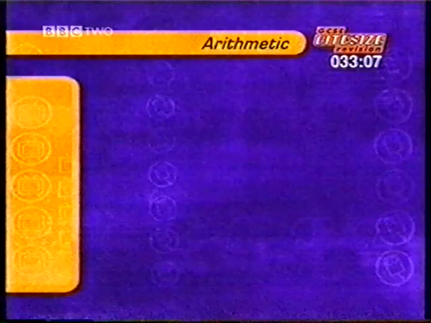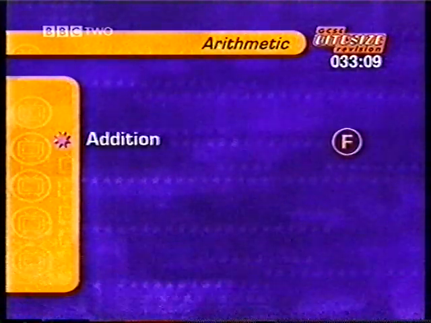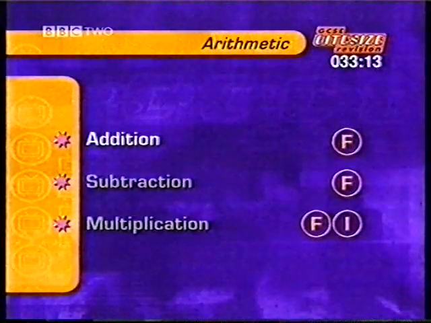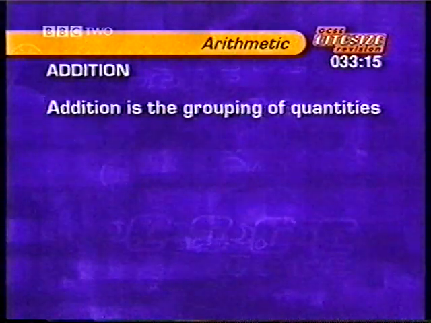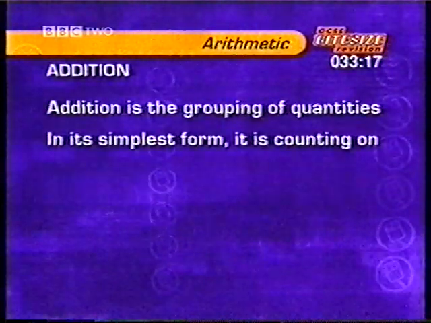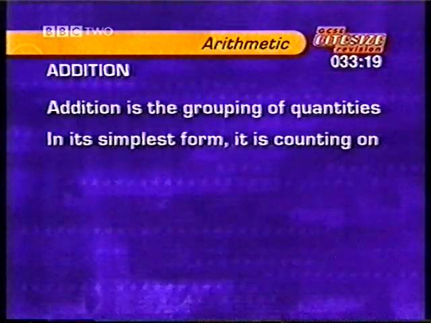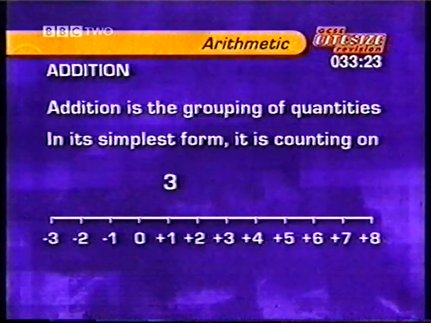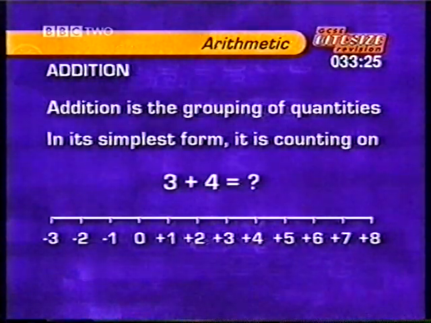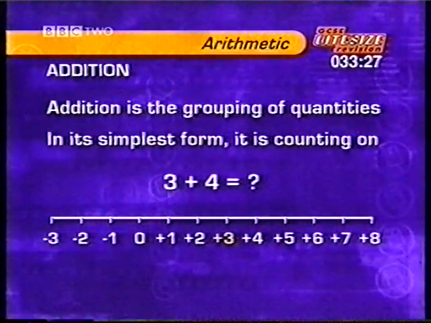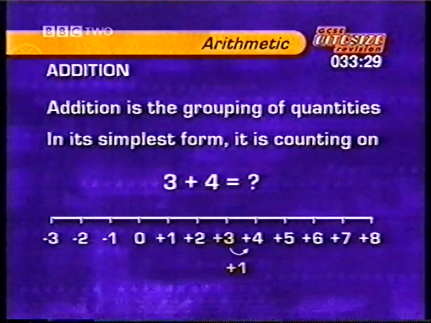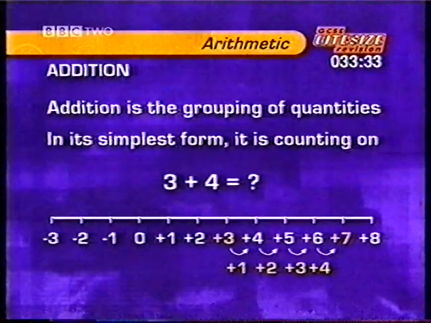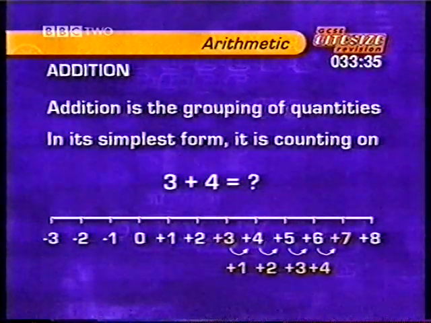This section looks at the principles and methods of addition, subtraction, and multiplication. First, addition. Addition is the grouping of quantities. In its simplest form, it is counting on, such as along a number line. 3 add 4 means starting at 3 on the number line and counting on 1, 2, 3, 4, and you arrive at 7. So 3 add 4 equals 7.